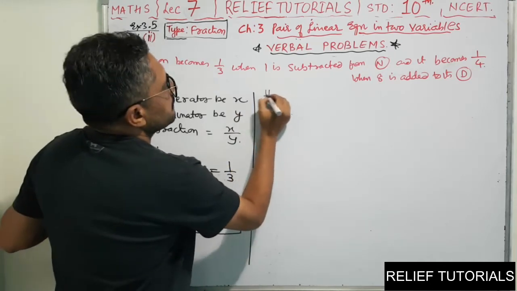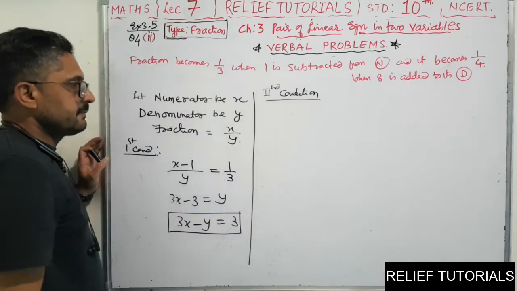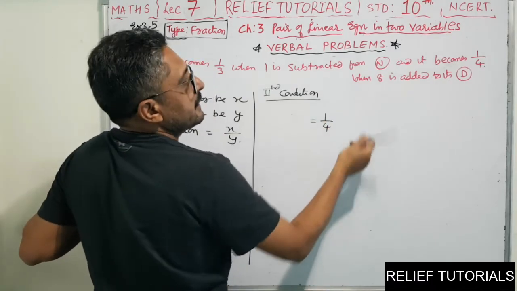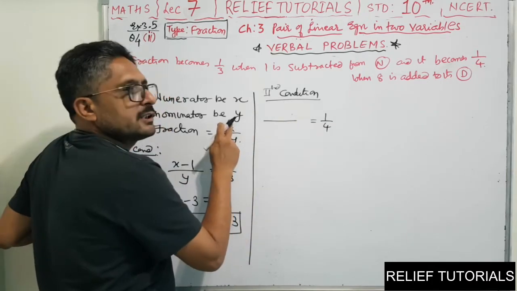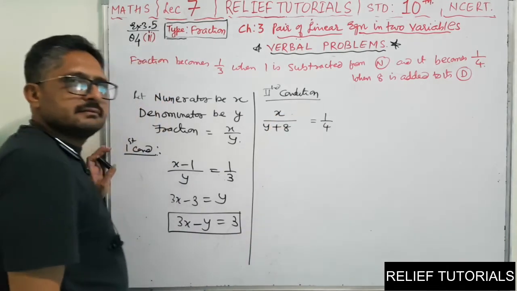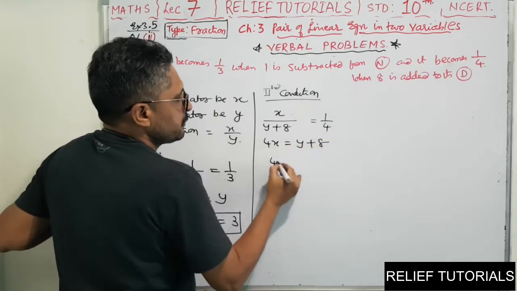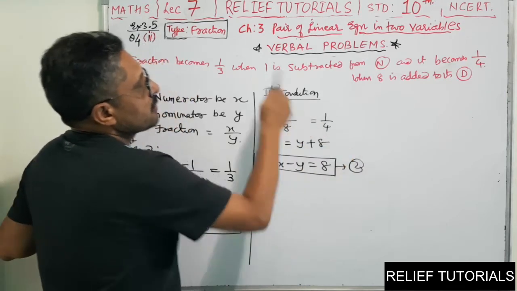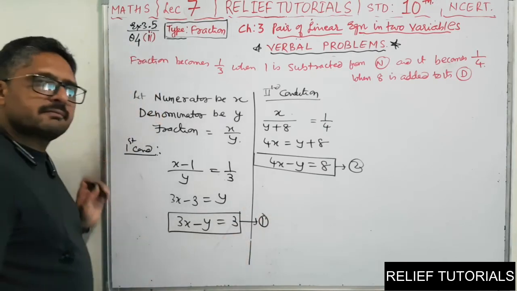Now the second condition. What is the second condition? You see, and it becomes 1 by 4. So our fraction will become 1 by 4 when 8 is added to its denominator. So we are adding 8 to its denominator. What is the denominator? y. You are adding 8 to the denominator, so y plus 8, numerator as it is. Clear? So now 4 into x, 4x is equal to y plus 8. So 4x minus y is equal to 8. This is our equation 2. So based on the conditions we have obtained two equations, 1 and 2. This is our equation 1.